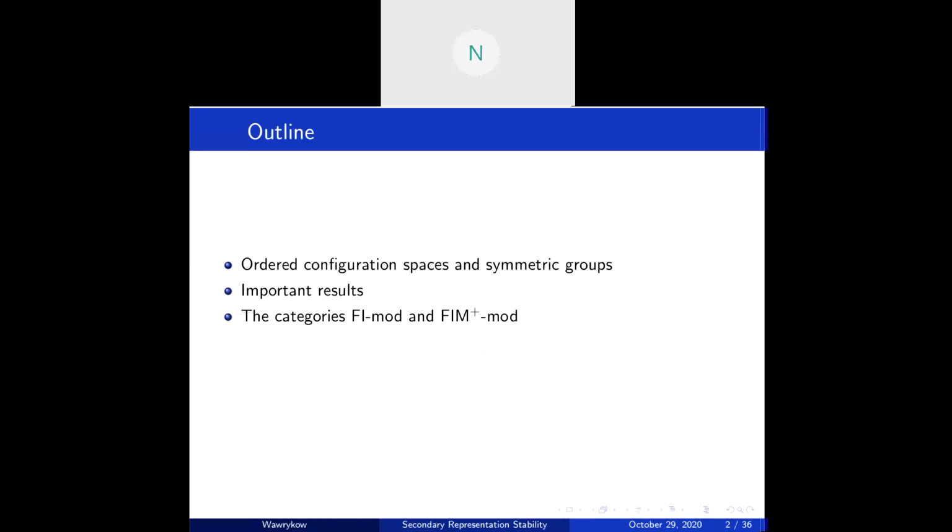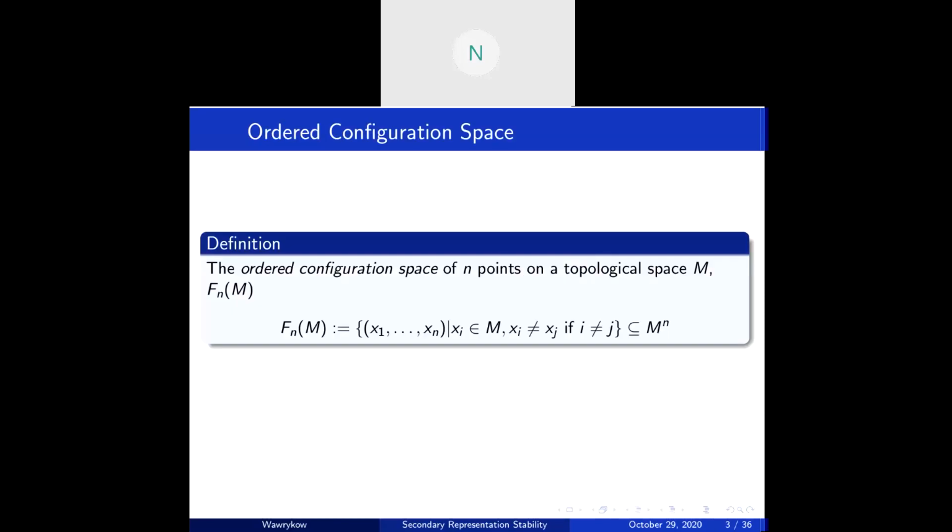I'm going to talk then about the categories FI mod and FIM plus mod. These are the two categories that most people seem to do work in when they're talking about representation stability and second order representation stability. They're not so bad categories, just stuff with symmetric group actions and a little extra data. I'll state my theorem, and then I'll give a rough outline of the proof of the theorem, though glossing over quite a few details.